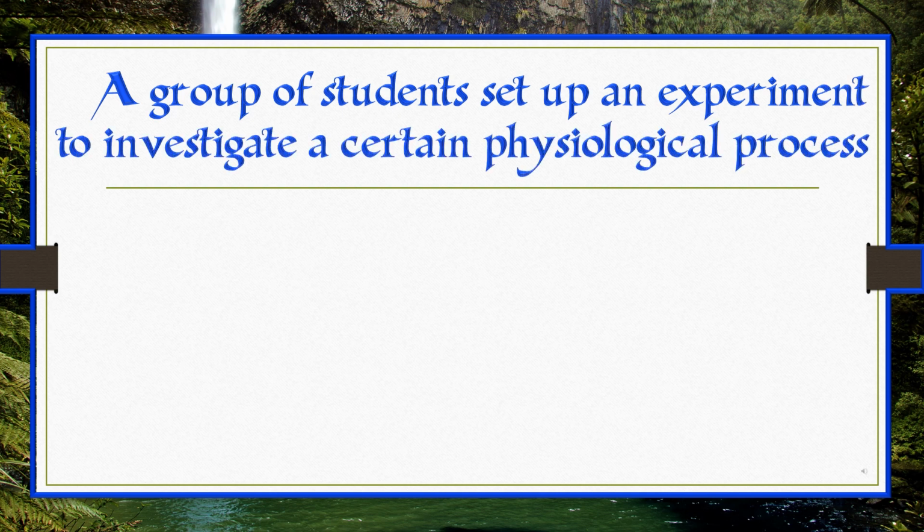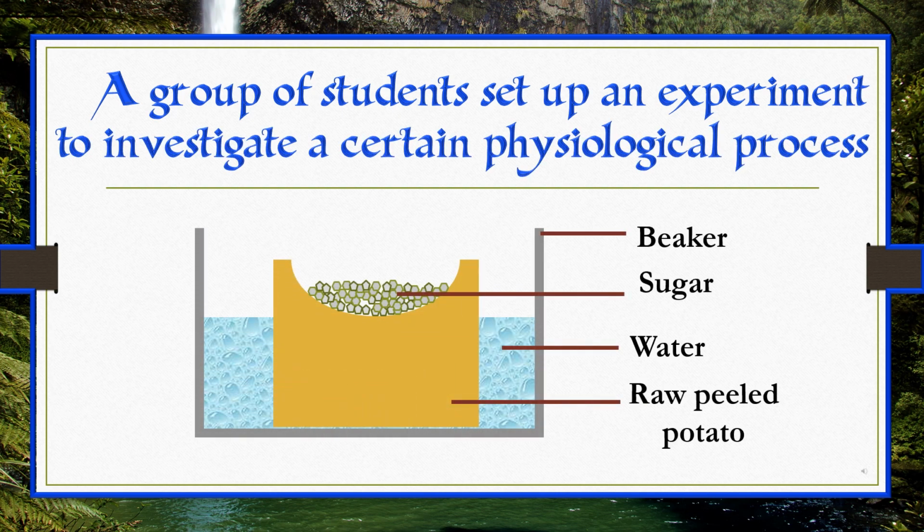A group of students set up an experiment to investigate a certain physiological process. Below is our setup. There is a beaker with water, and there is a raw peeled potato which has been cut into a curve on top, and they have put sugar crystals there.